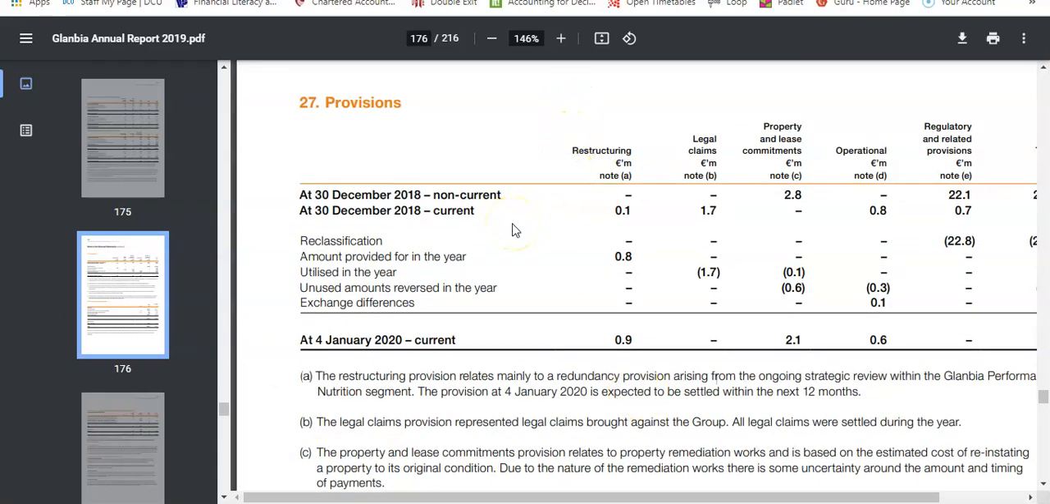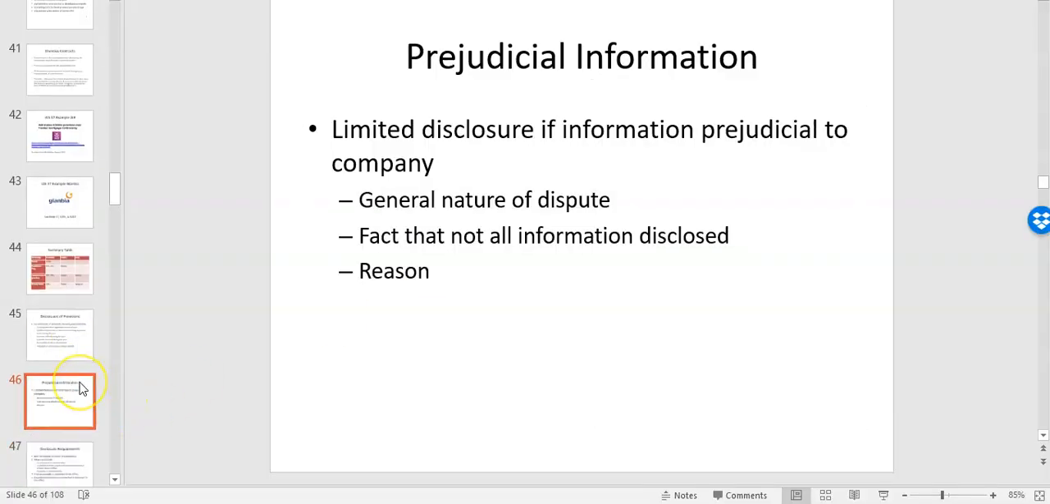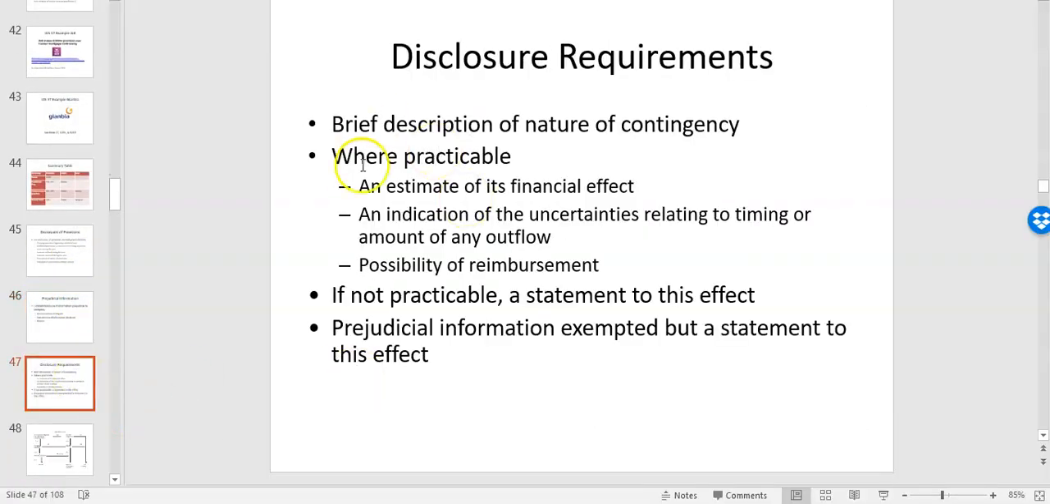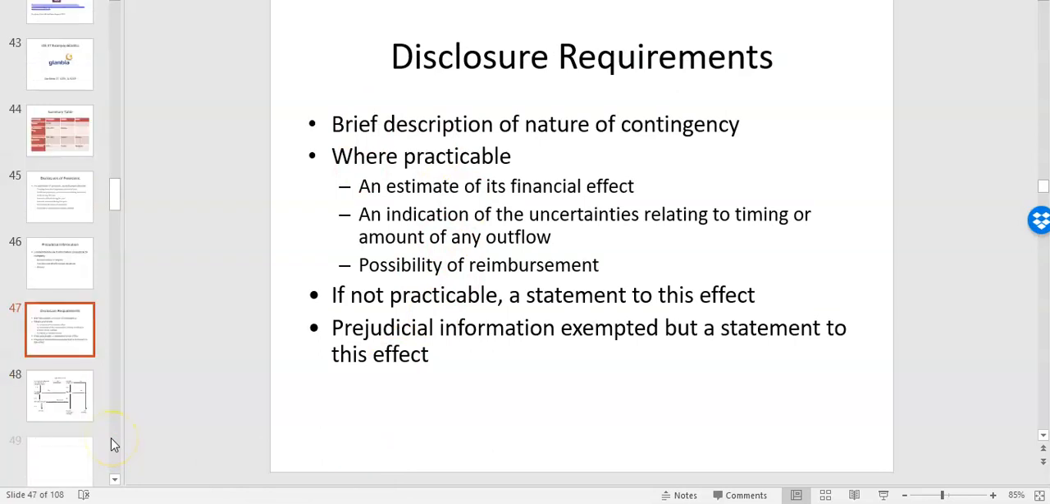Have a look at another couple. Look at Ryanair, for example. Look at Tesco. What type of provisions do they have? Just so you can see all of that is coming from a single standard, IAS 37. And these are all your disclosures, which we've talked about before.